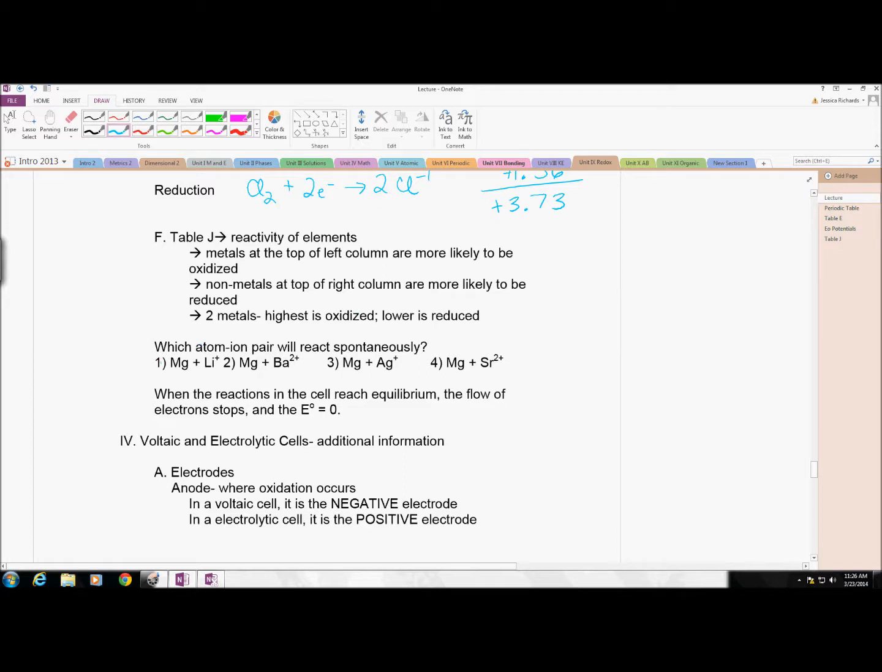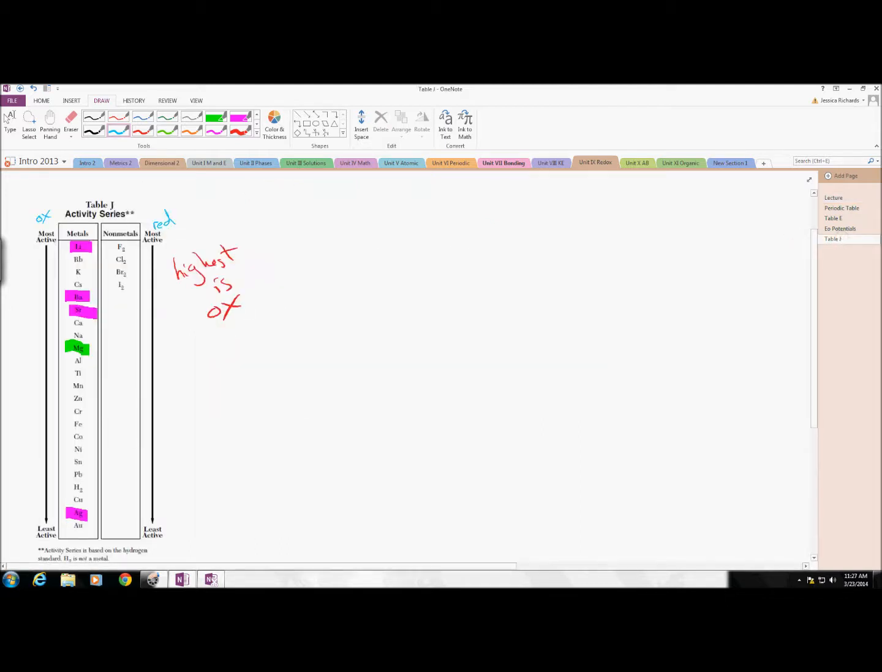If we look at a multiple choice question, like the one below here, magnesium here is 0. If this were to react, he would have to become positive. And the lithium, which is positive, would have to become 0. So from 0 to plus, the magnesium is being oxidized. From positive to 0, the lithium would be reduced. And that's the same pattern for all of these. If this was spontaneous, the magnesium would be oxidized, the barium reduced. Oxidized, reduced, oxidized, reduced.